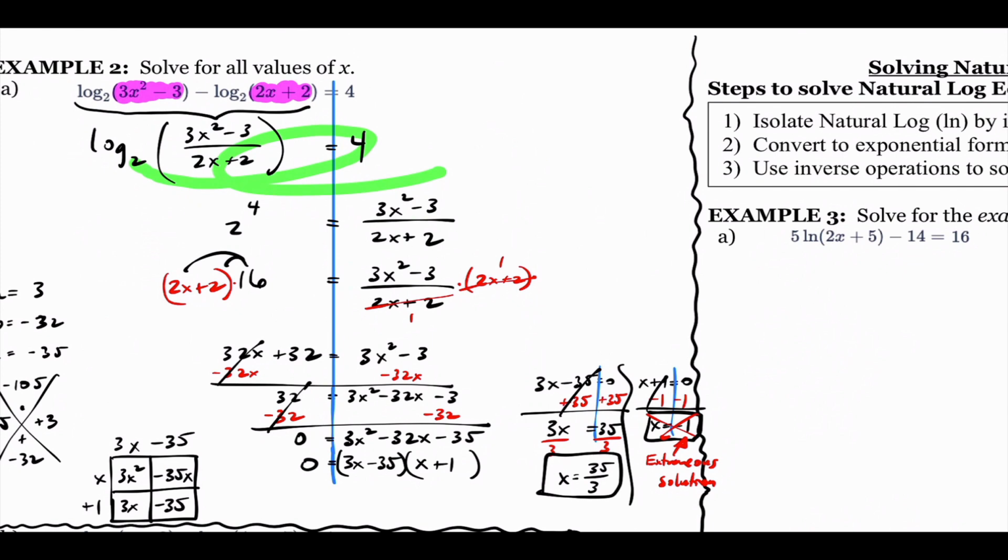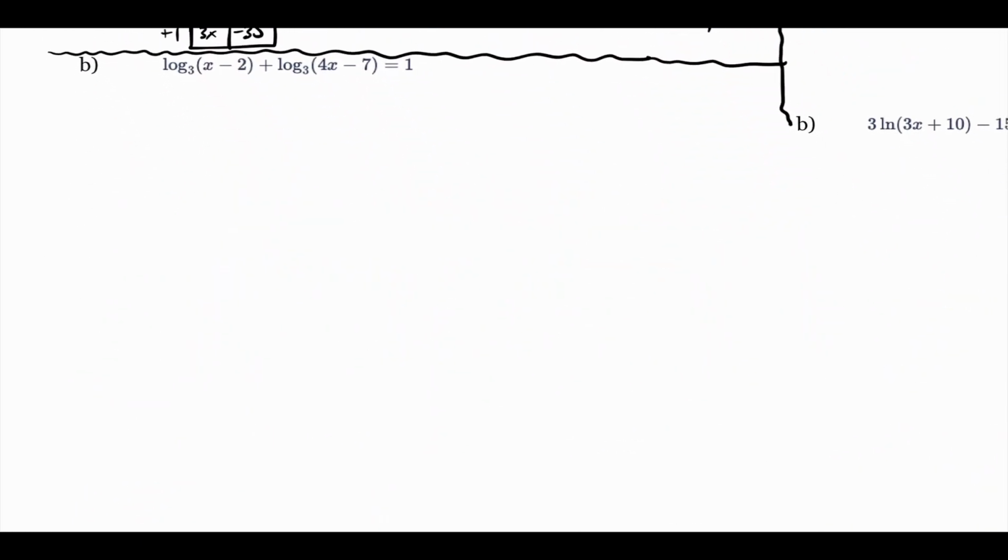Okay. All right, so do 2B now. Do 2B. If you haven't already started, do 2B.